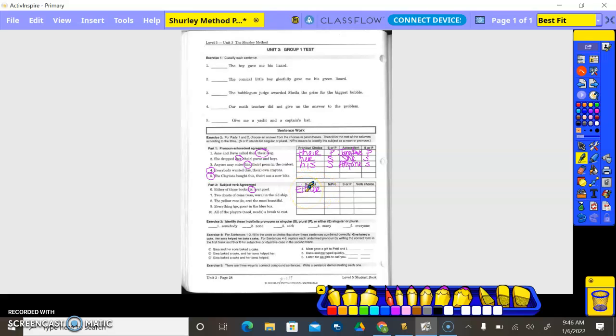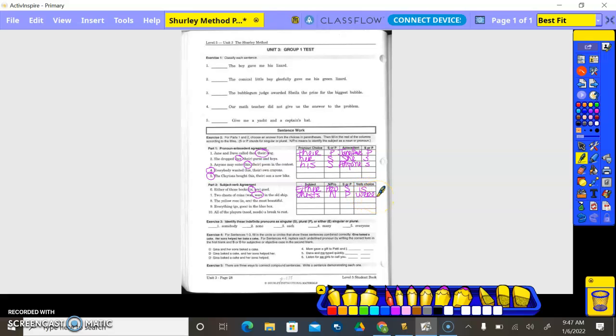Okay, is it a noun or a pronoun? Pronoun. And then we said singular, and our verb choice was is. Two chests of coins were in the old ship. So what's our subject? Chests. Noun or pronoun? Noun. Singular or plural? Plural. And then our verb choice was were.